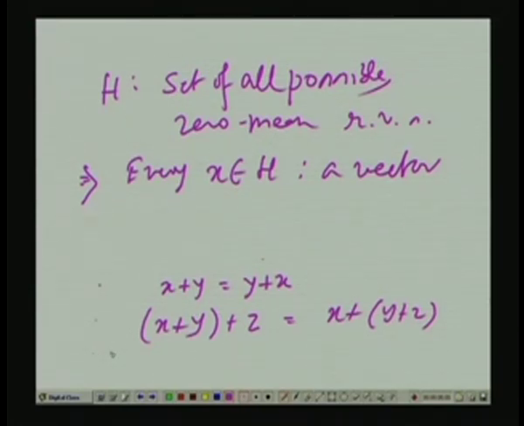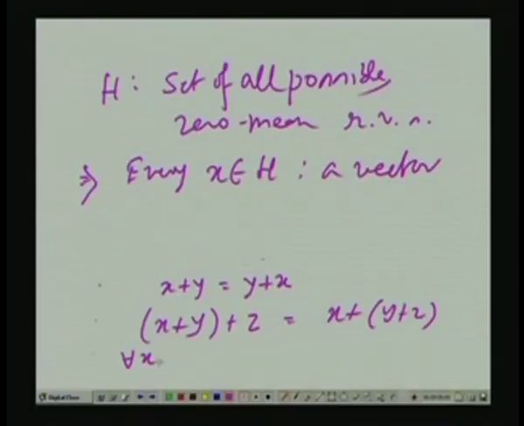Then in this set there must be a unique 0 vector or 0 element. What is the 0 vector? It must be a random variable such that for all x element of H, x plus 0, that is, if you add the random variable x with this particular random variable called 0 vector, you should get back x. This 0 vector is also a random variable, but it is a random variable which in all experiments takes only 0 value. We say using probabilistic language, it is a random variable which takes the value 0 with probability 1.